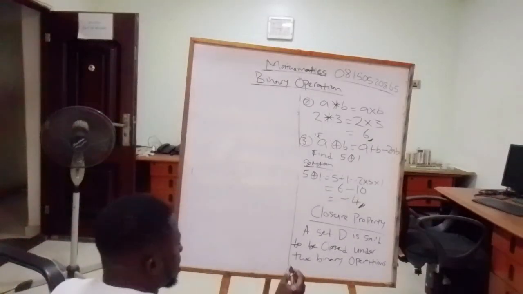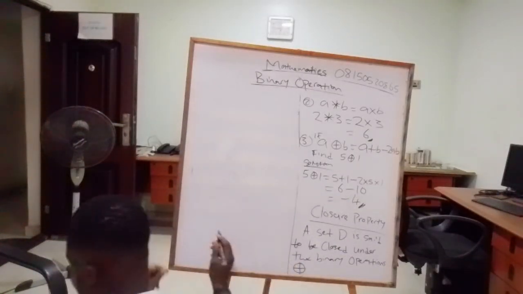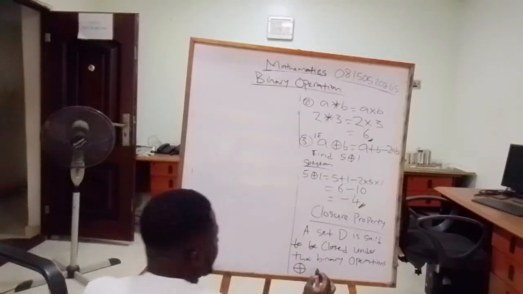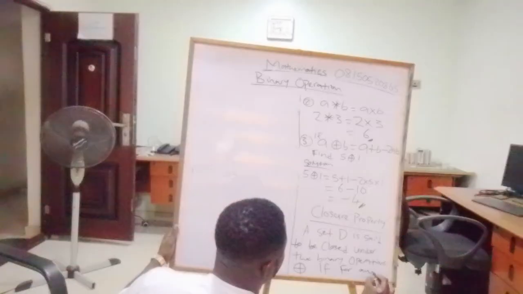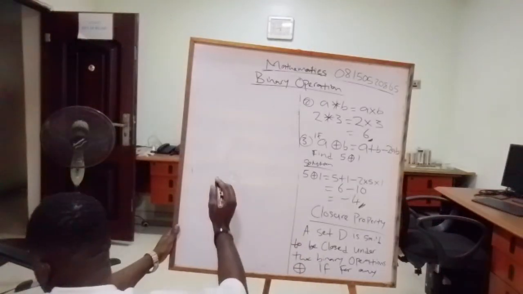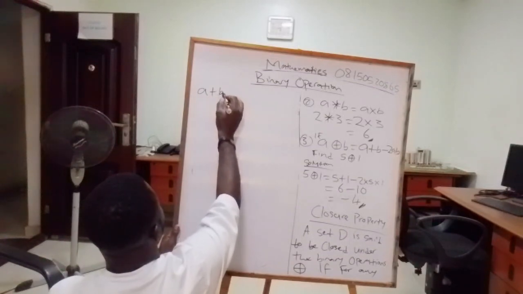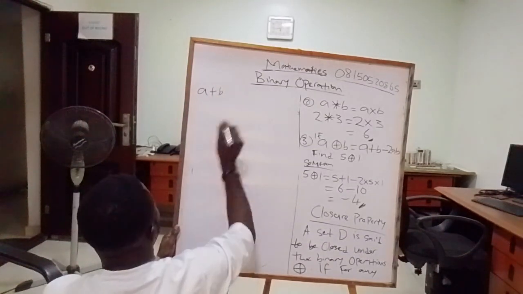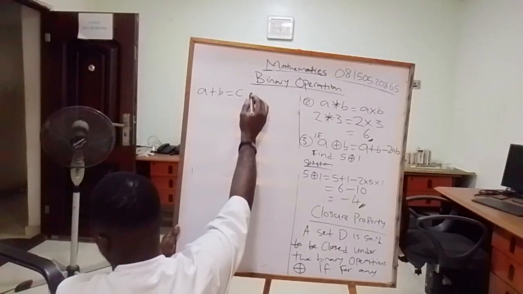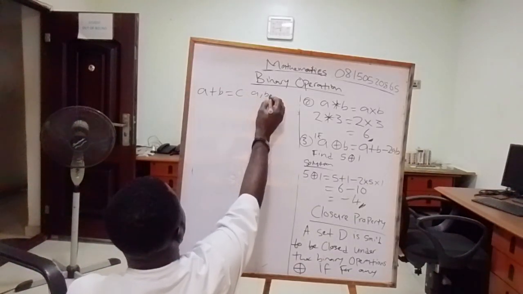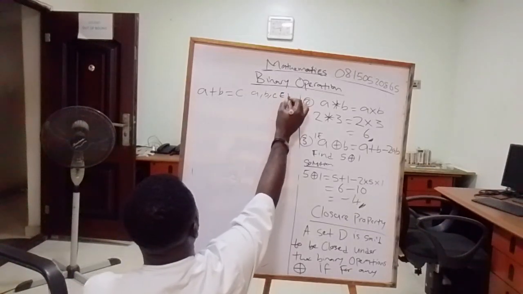Let's use this. If for any A operation B equals C, we have A, B, and C are elements of D.